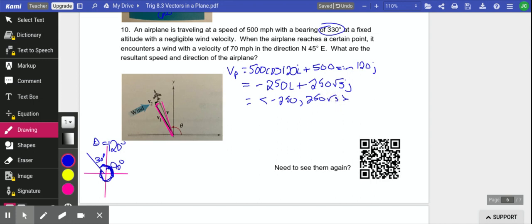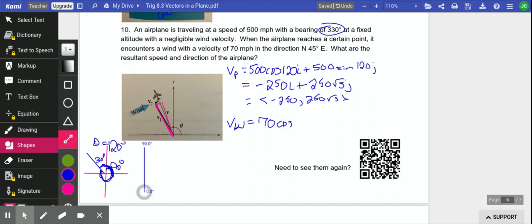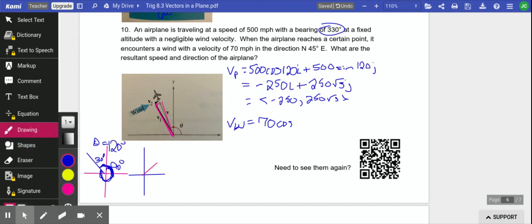Okay, now we need the vector for the wind. That was supposed to be a W. I don't know what happened there. All right, we're going to do the same thing. The wind has a magnitude of 70, and then we need its angle. Now, the wind should be a lot easier. Okay, so if this is the wind, it is from the north, 45 degrees east. We need this angle, which is still going to be a 45-degree angle. So theta for the wind is 45.